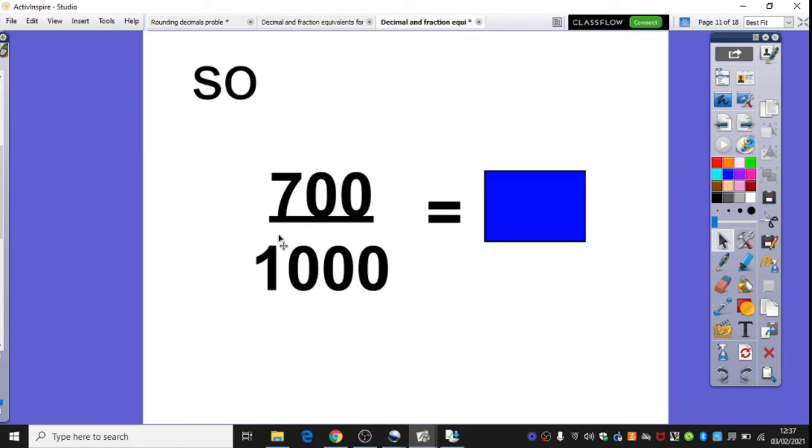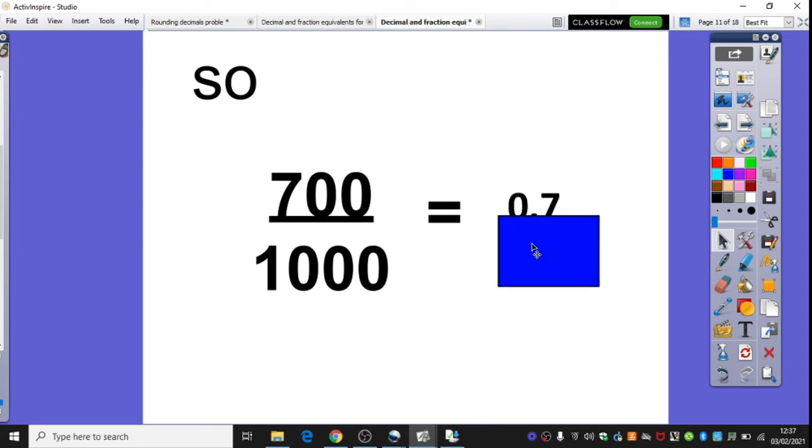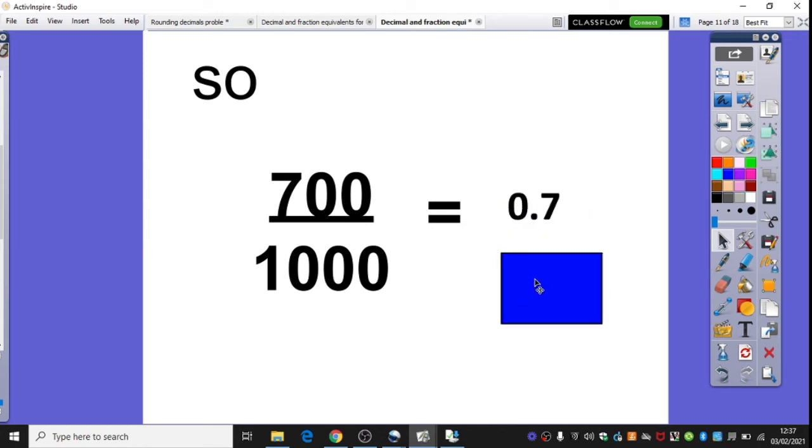Relating that to our thousandths then, for some of you, 700 thousandths is equal still to 0.7. Remember, we need 1,000 thousandths to make a whole. We've got 700, so that is equal to 0.7.